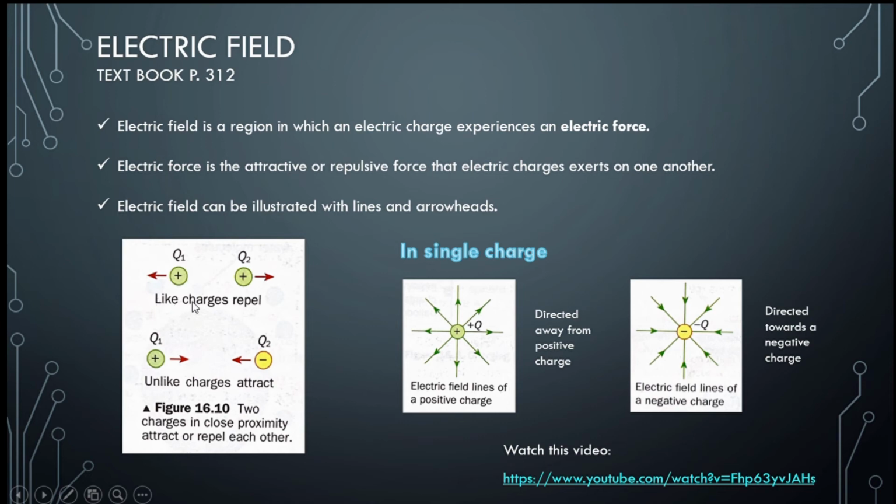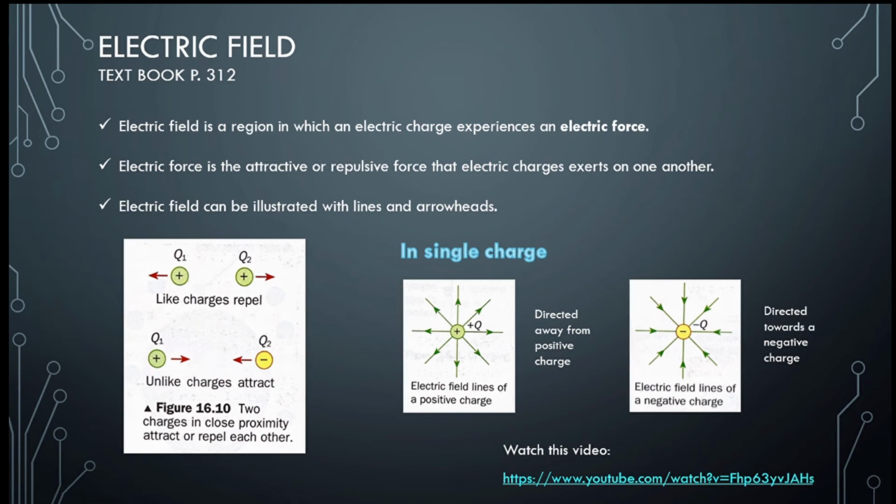Electric field is the area around the positive charge. The other positive charge also has an electric field. And both electric charges experience electric force. Field can be illustrated with lines and arrowheads. In the example, in a single positive charge, the lines are directed away from the positive charge, while in a negative charge, the lines are directed towards the negative charge. Watch this video to get to know this.